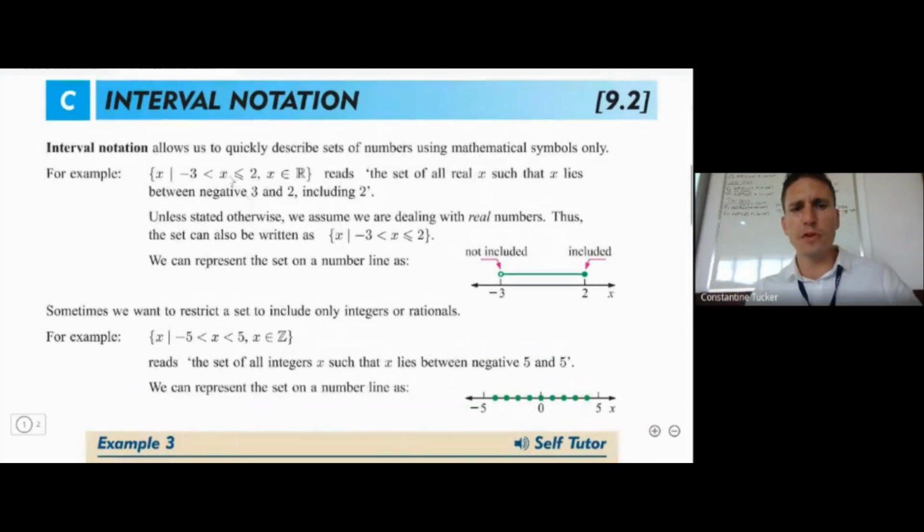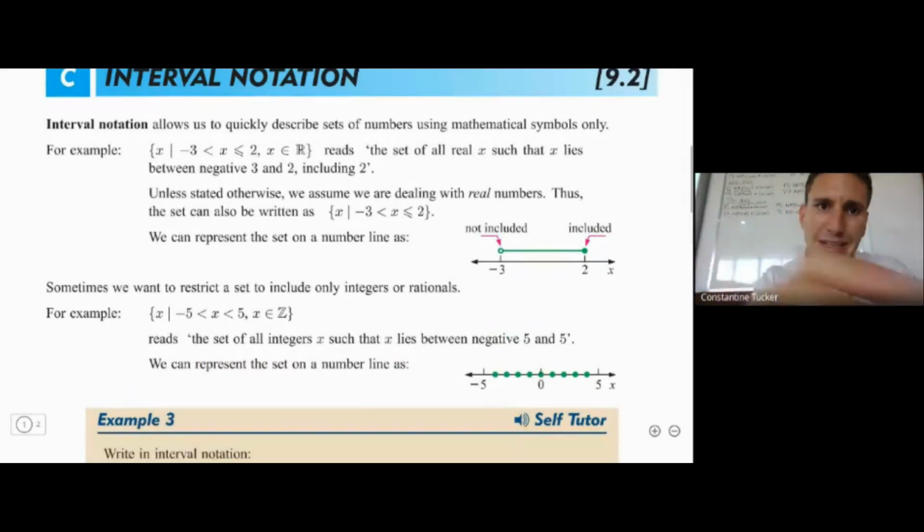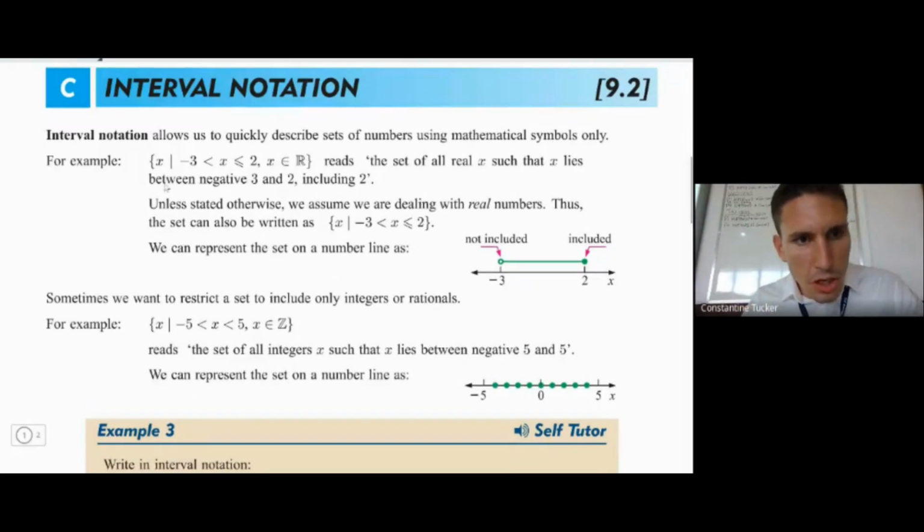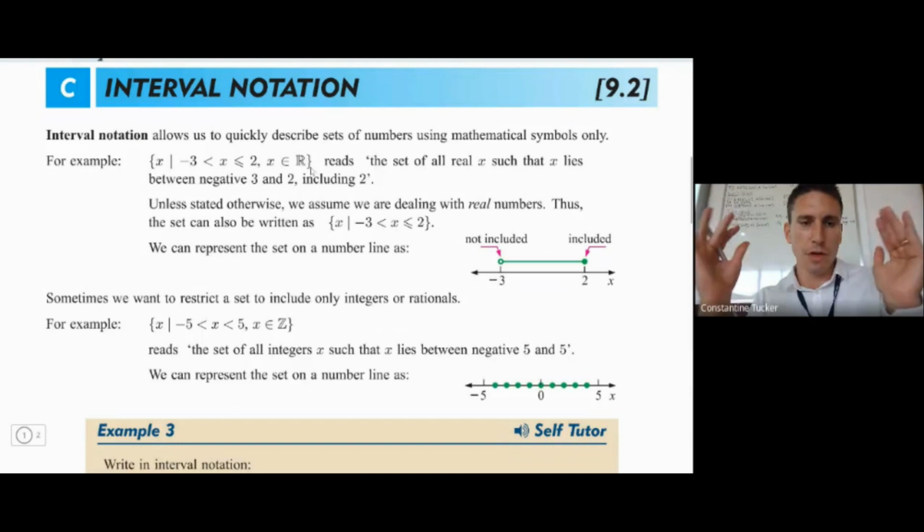I remember when I first saw this notation, I thought, oh my God, university level maths, very confusing. You get used to it, I promise. Basically here, what does that say? Curly brackets on the left and right means that we have a set. So we have numbers in there.